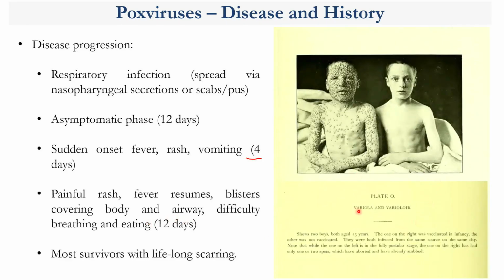And you can see these two twins. One was vaccinated against smallpox, and the other one was not. Okay, so you can see the drastic difference that these individuals had as one got smallpox and the other one did not. Okay, most survivors that do survive smallpox do have lifelong scarring. So they do get these pox marks all over their body.